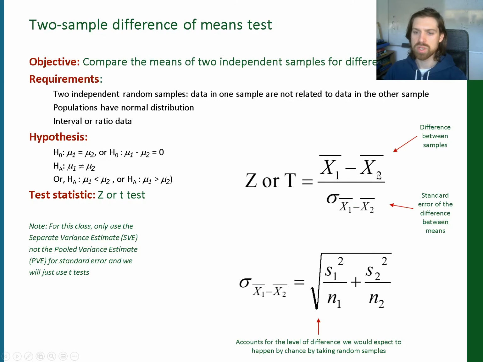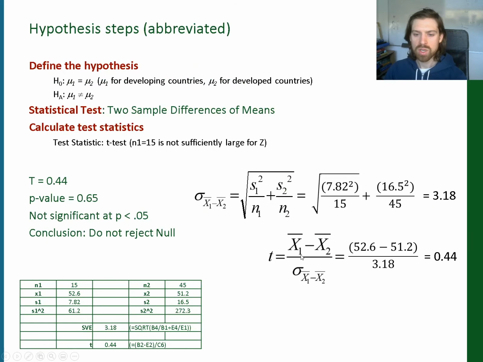So we have the difference between the samples, x bar 1 minus x bar 2, and we have the standard error of the difference between the means. And when we put the numbers in, we're able to calculate that it's about 0.44. To do that, we first need to calculate the denominator. So using the SVE approach, which is down here, this is how we calculate the 3.18 metric that goes in here as the denominator.